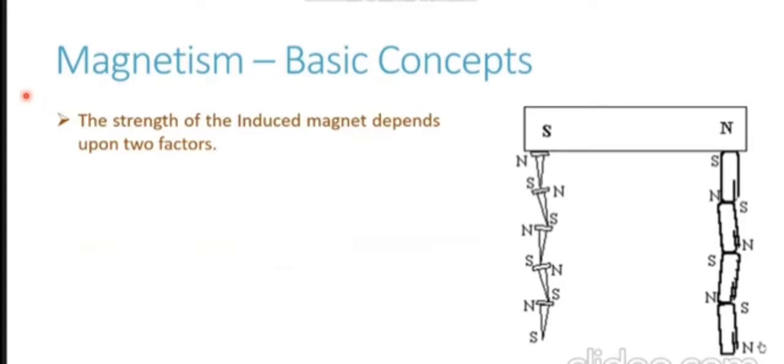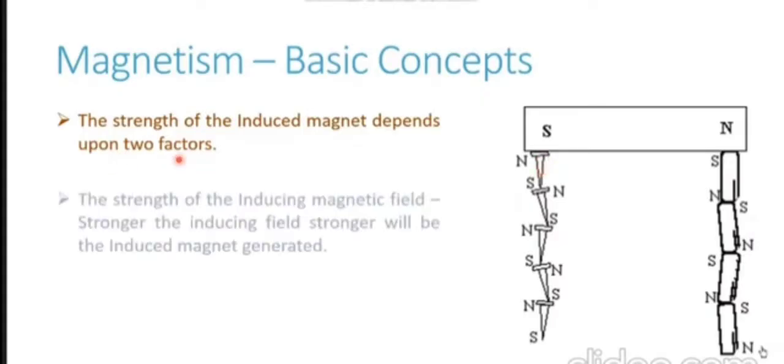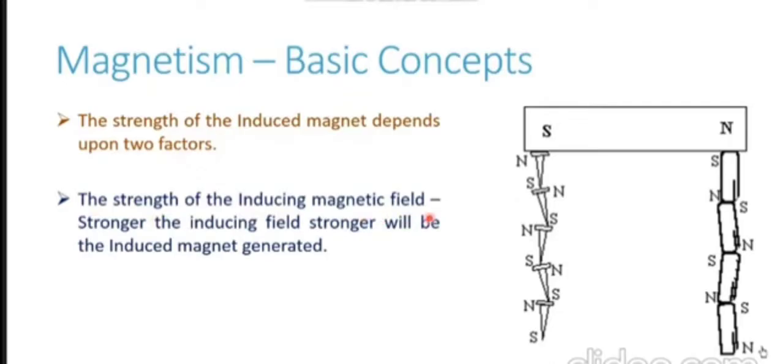Now going a little more deeper into the induced magnetism, the strength of the induced magnet, that means how powerful or how strong this nail magnet will be, depends upon two factors. What are these two factors? One, the strength of the inducing magnetic field. That means how powerful this parent bar magnet is. The more powerful this magnet, the more powerful will be its magnetic field, and the more powerful induced magnet the nail will become. Or in other words, stronger the inducing field, stronger will be the induced magnet generated.